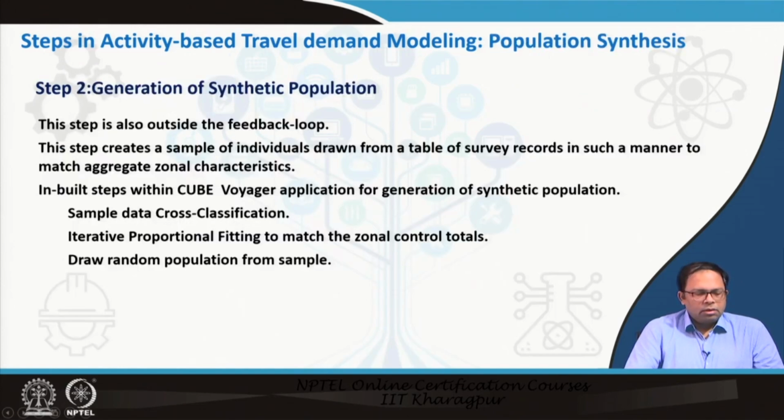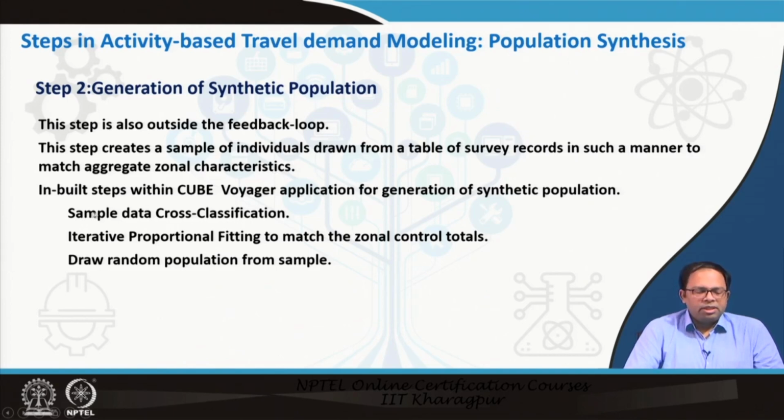The next step is the generation of synthetic population. This step is outside the feedback loop, and this step creates a sample of individuals drawn from a table of survey records in such a manner as to match aggregate zonal characteristics. You have to go back to the lectures on population synthesis, which we have done earlier, and see all the steps detailed out there.